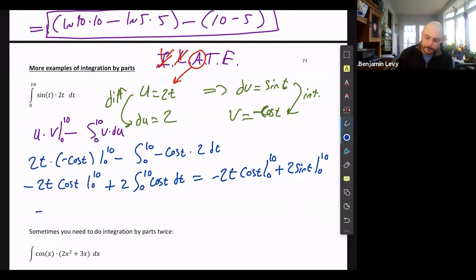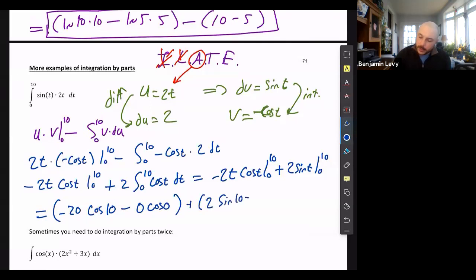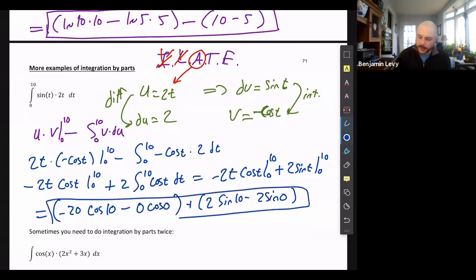And we plug the points in. And it would look like this. -20 cosine 10 minus 0 cosine 0, if you will. And then the other one is 2 sine 10 minus 2 sine 0, which is also 0. That one's not actually that bad. Cosine 10, sine 10, we'll need a calculator for. I'm just going to leave it like that.